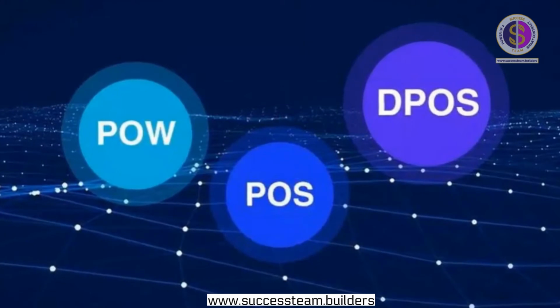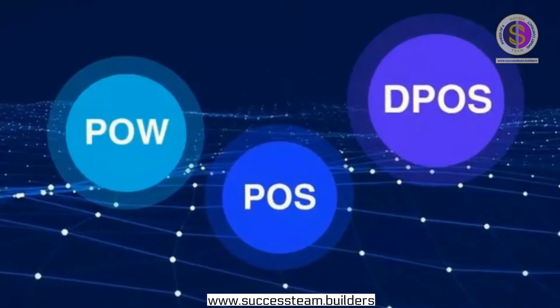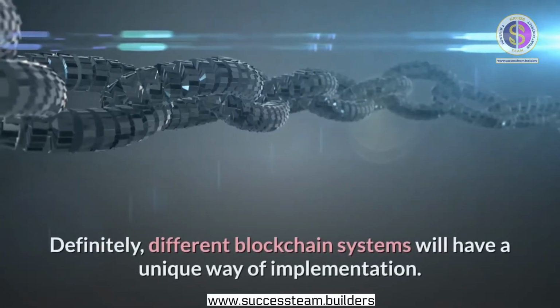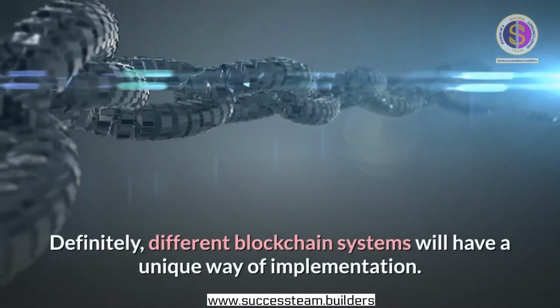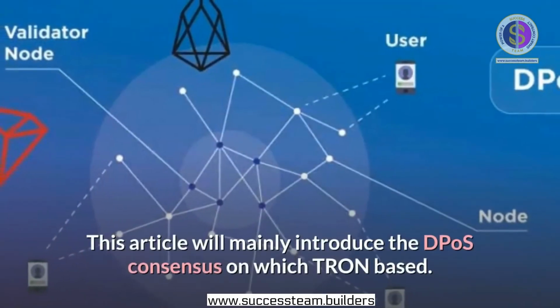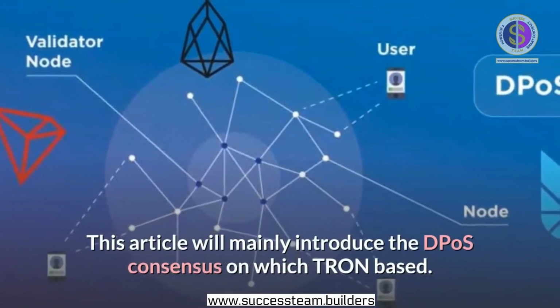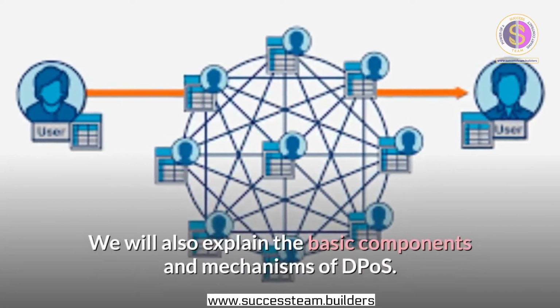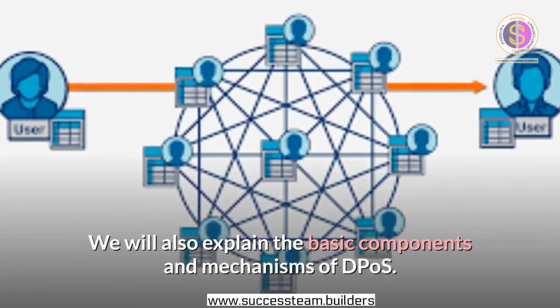There are several types of consensus, and the most commonly used are POW, POS, and DPoS. Definitely, different blockchain systems will have a unique way of implementation. This article will mainly introduce the DPoS consensus on which Tron is based. We will also explain the basic components and mechanisms of DPoS.